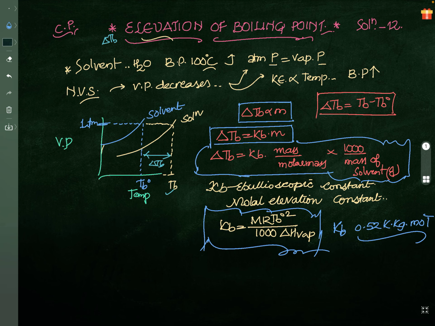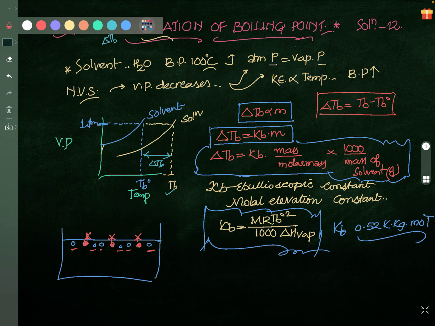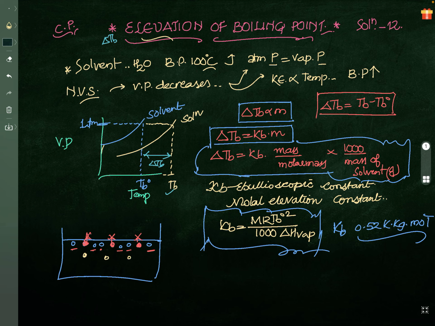Whenever you add a non-volatile solute, the vapor pressure of the solution decreases. When vapor pressure decreases, we need to increase the temperature. For example, some particles are there which can move into vapor, but because of the addition of non-volatile solutes, which I am showing with red color, they do not go into the vapor state. This is not possible. So the number of particles getting into the vapor decreases, and vapor pressure decreases. Now you need to regain that vapor pressure by sending out some molecules from inside. To send these molecules out, we need to increase the temperature. That's why more temperature is required, which we call elevation in boiling point.